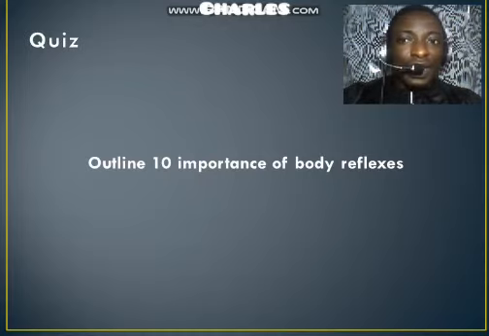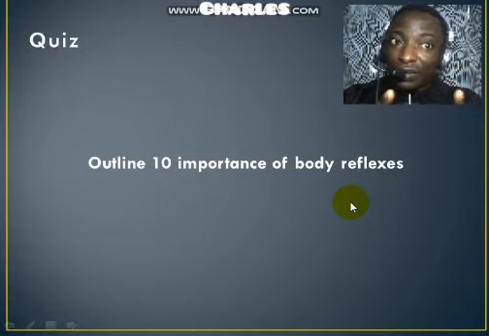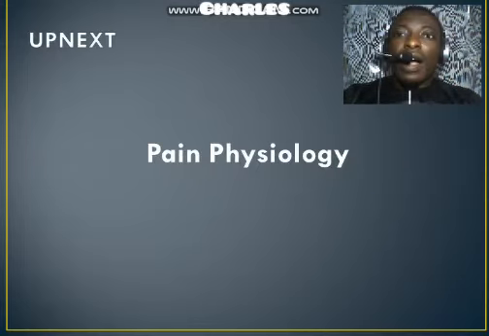Our quiz for today is a very simple one. Outline 10 importance. I said 10, only 10 importance of body reflexes. You see, I'm very nice. I didn't say you should write 100. 10. Alright. Up next is pain physiology.